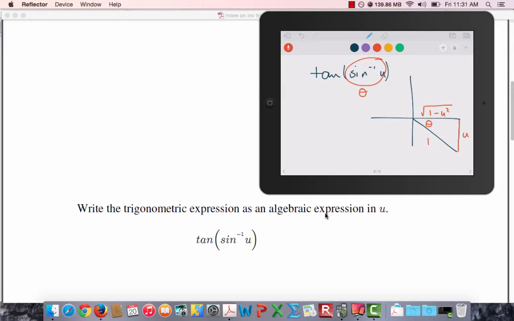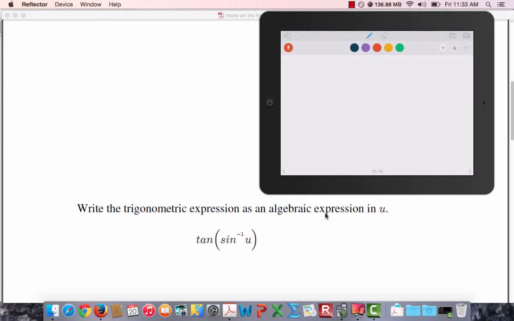Now, what's different here is that this vertical side is going to take on a negative quantity. The value of u is going to be negative if I end up with an angle that's in the fourth quadrant. If u is negative, then the sine of that angle theta is a negative quantity, which is what we would expect for an angle that falls in the fourth quadrant anyways. But also, if that angle is in the fourth quadrant, the tangent of that angle should turn out to be a negative quantity as well.